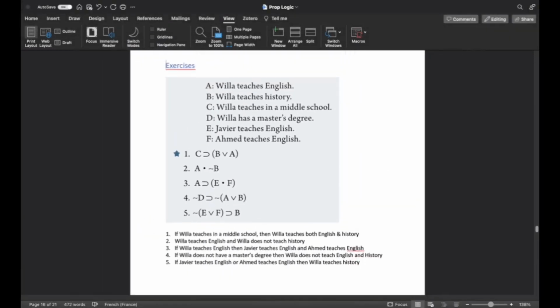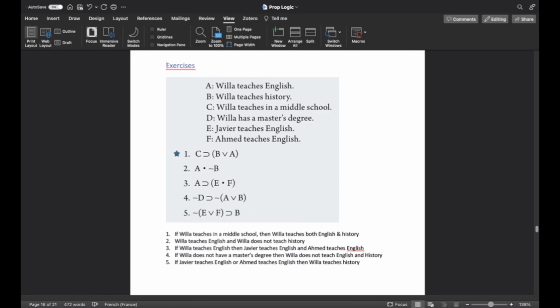So this was the one you sent me, five questions. Just as a recap for people, this symbol represents an implication, and the dot represents an and, and the tilde represents a not. And then here we have the disjunction.